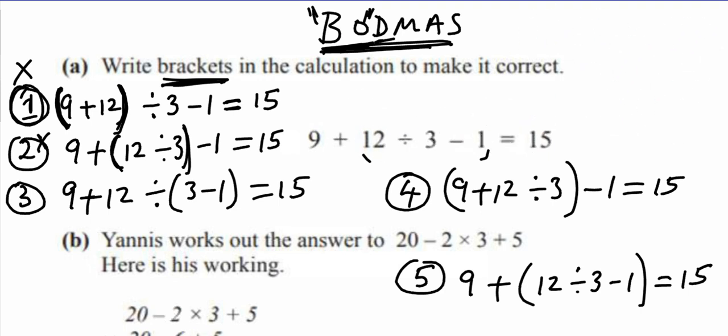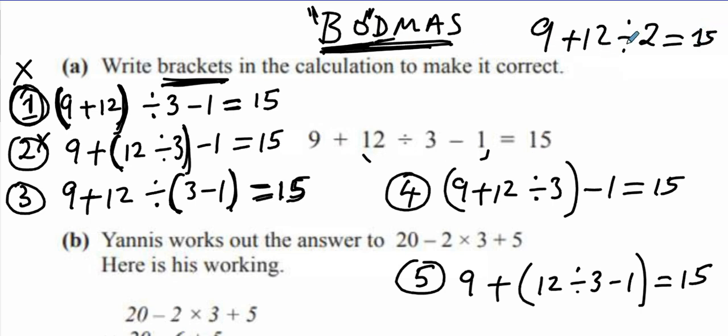Without using a calculator, check the third possibility. Start with brackets and see if, when you compute, you will get 15. So starting with the bracket, we have 3 minus 1. 3 minus 1 is 2. So we are going to have 9 plus 12 divided by 3 minus 1, which is 2. So 12 divided by 2. What do you get? Let us see if we are going to get 15.